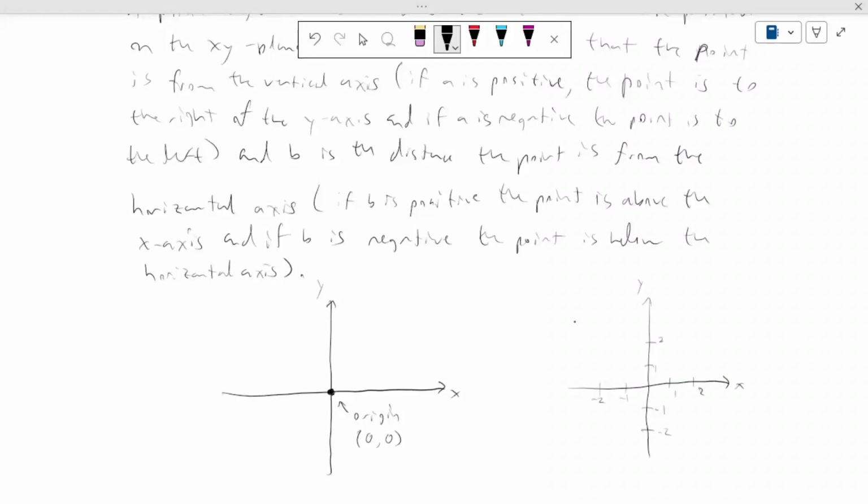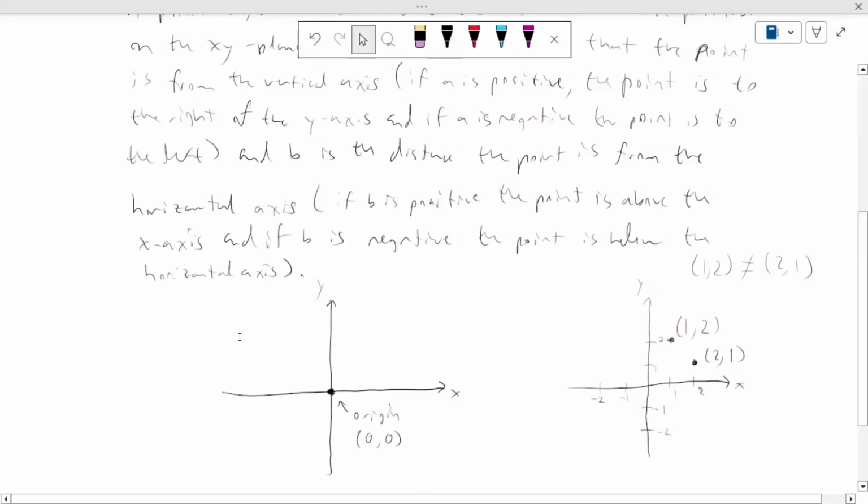And then now we can plot points. Like let's say the point 2, 1. This point right over here is 2 units away from your vertical axis and 1 unit above your horizontal axis. So that's why its coordinates are 2 and 1. Which is different than this point, which is 1 unit away from your vertical axis and 2 units above your horizontal axis. And so we see that 1, 2 is not the same thing as 2, 1. It matters the order that you write these numbers in.